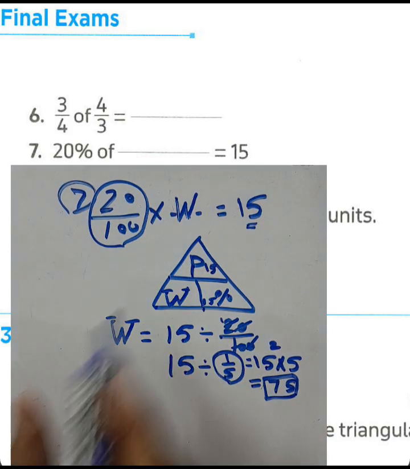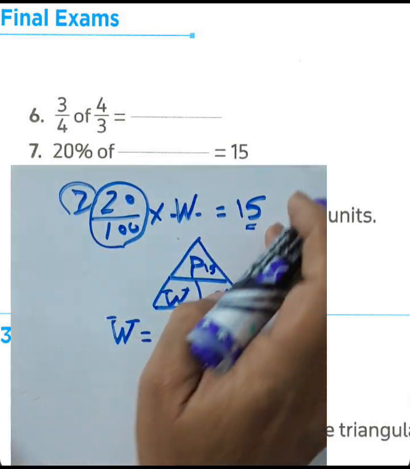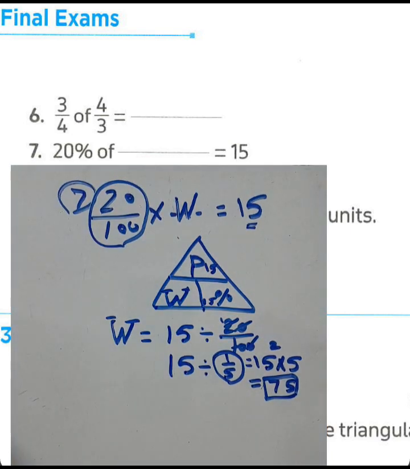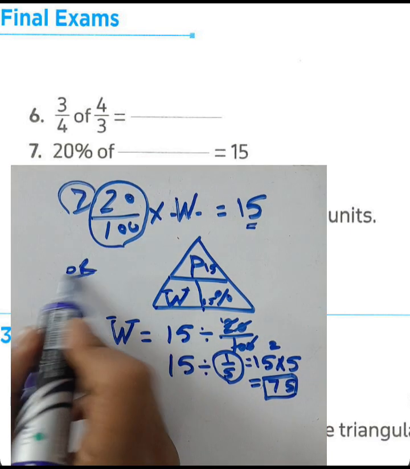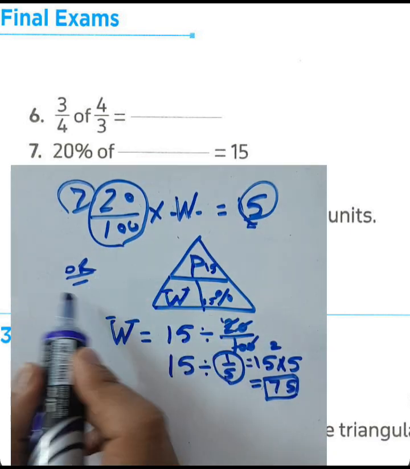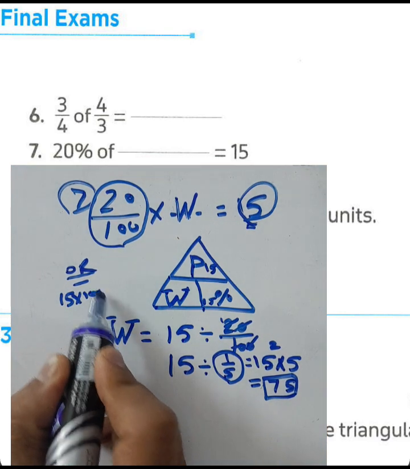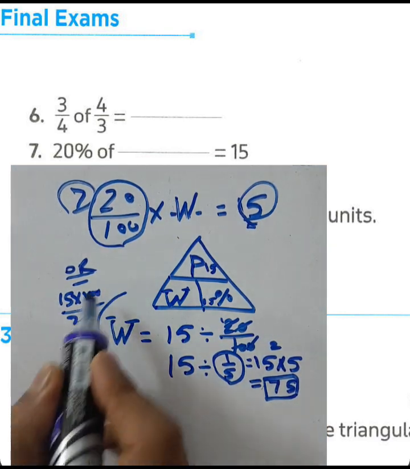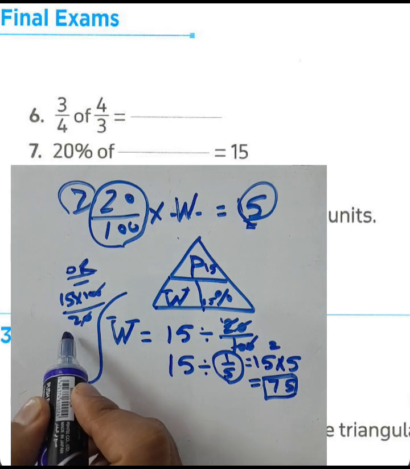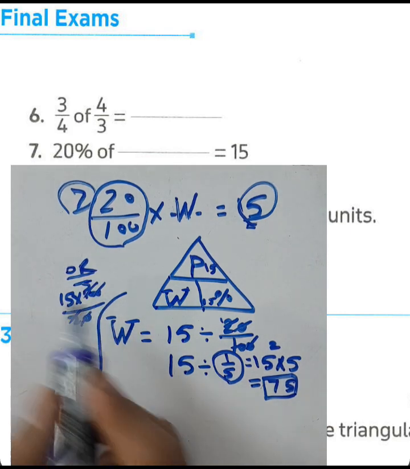Again, to find the whole number, you can write 15 divided by 20%, or you can write 15 multiplied by 100 divided by 20, and then simplify it. 10 divided by 2 is 5. 5 times 15 equals 75.